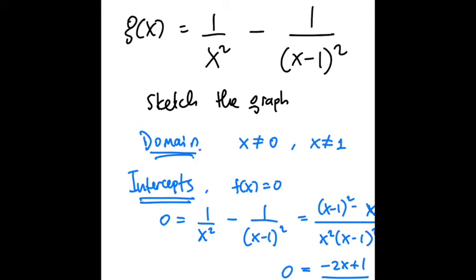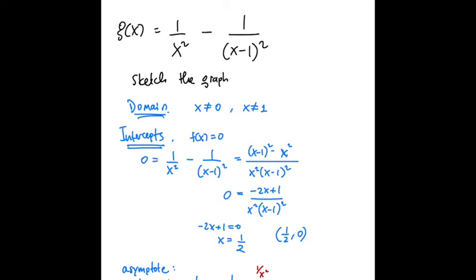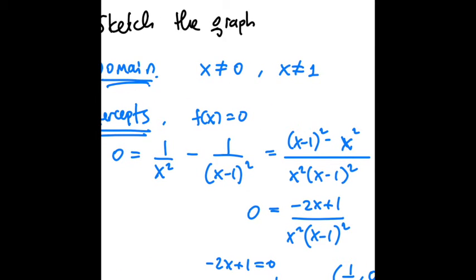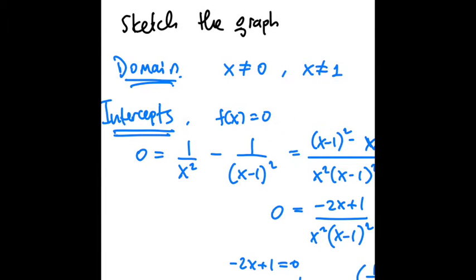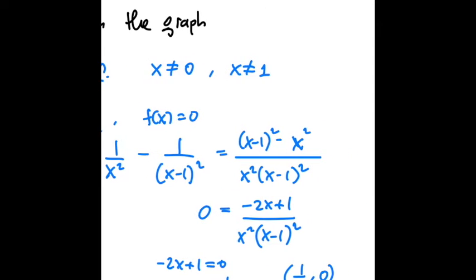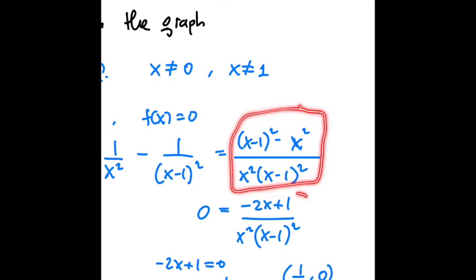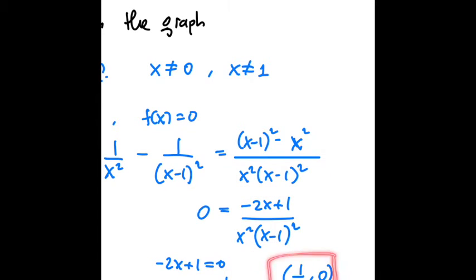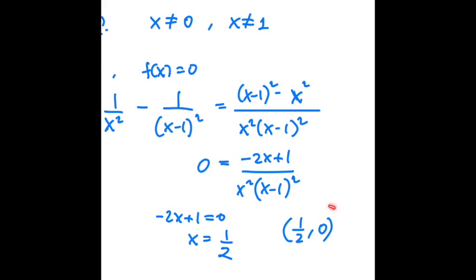And then the other thing is you can check the intercepts. You cannot have x equal 0, so you can check y equals 0, or g of x is 0. Solving for x, you find that x is actually a half. So at this point, you will have the curve crossing this point.